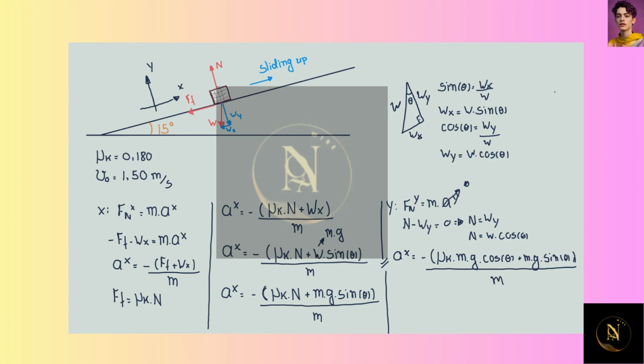Notice that there is a common factor of m in the numerator and a factor of m in the denominator, so you can simplify it, and then we get a final expression for the acceleration in the x direction. It's given by minus mu k times cosine of theta plus sine of theta, and this whole thing is multiplied by the acceleration of gravity. So this is the expression for the acceleration in the x direction. Now, before evaluating this expression, let me organize my board.